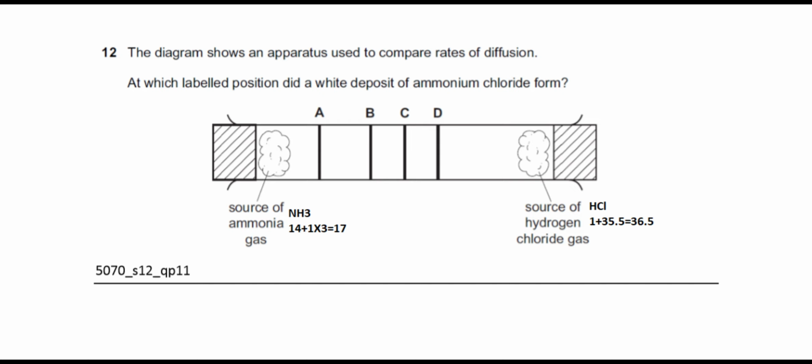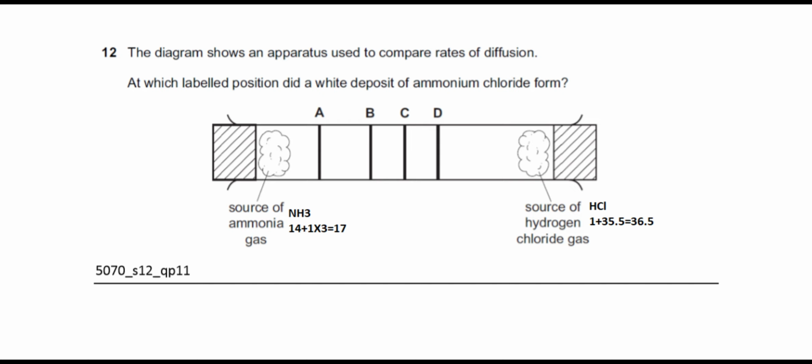As you can see on the screen, ammonia gas has a molecular mass of 17. I have calculated it over here, so you can see how you calculate. And hydrogen chloride gas has an MR of 36.5. Their MR clearly shows that hydrogen chloride gas has a high molecular mass. That means it is a heavier molecule, so it is going to diffuse slower. And ammonia, which is a lighter gas, is going to diffuse faster.